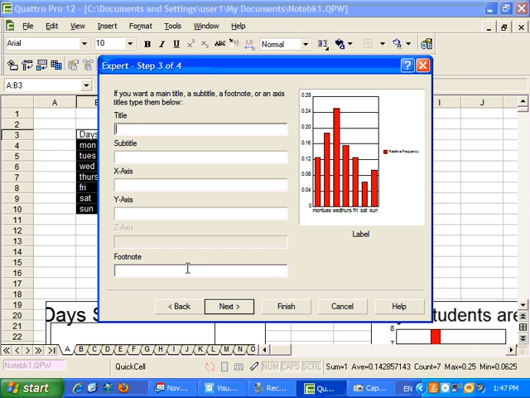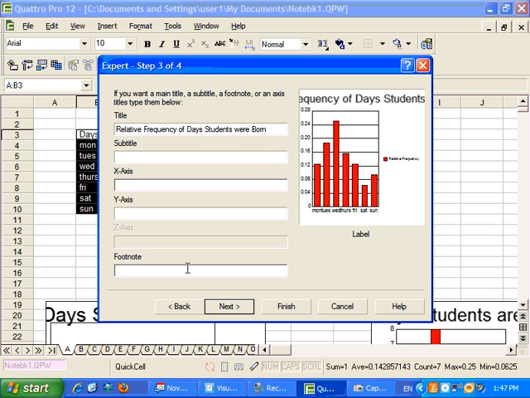So the title again: relative frequency of days students were born. X-axis is days of week.